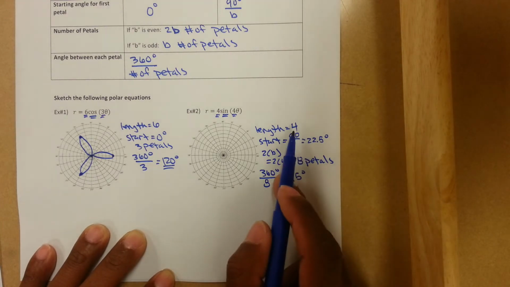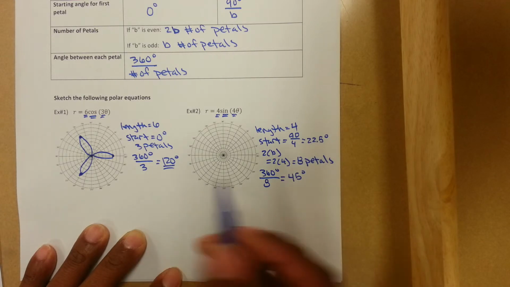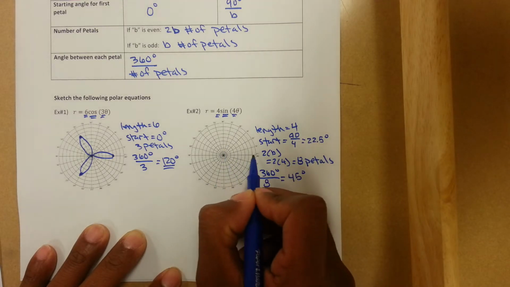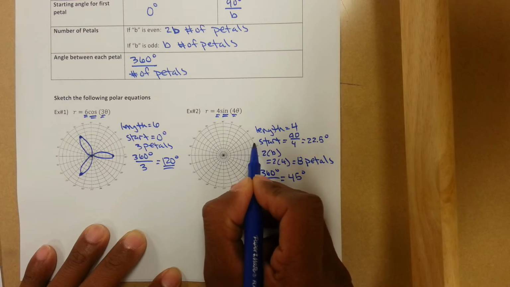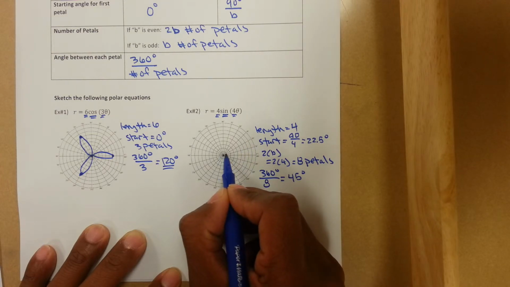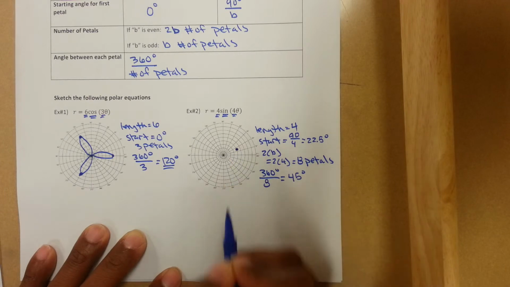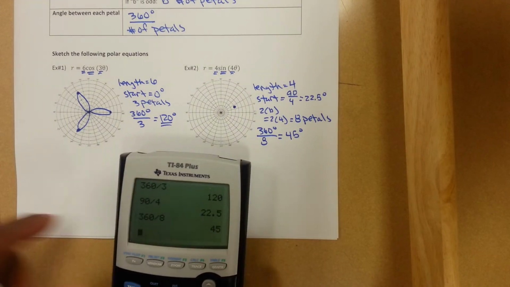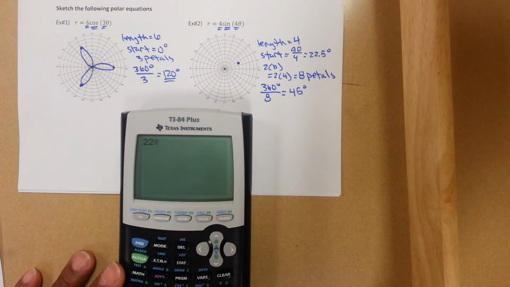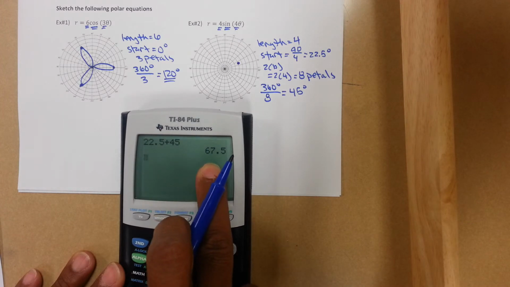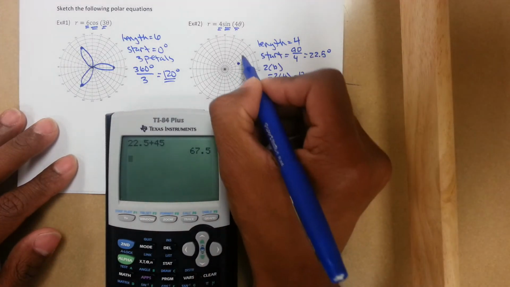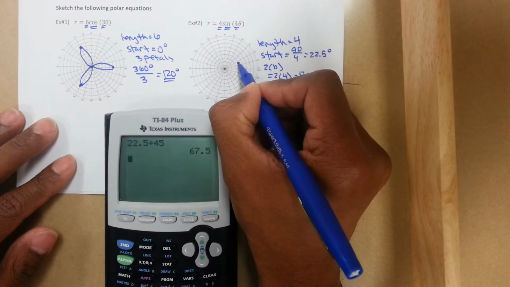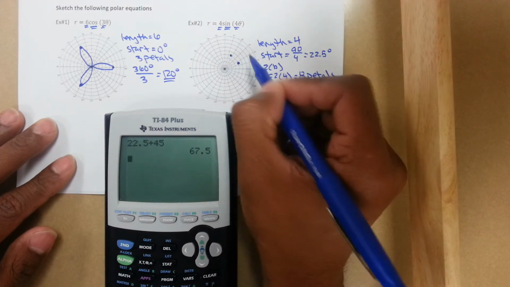So let's start plotting. Length of 4, we're going to start at 22.5. And this is just going to be a guesstimation. So 22.5 is somewhere between 15 and 30. So let's say somewhere here at a length of 4. So 1, 2, 3, 4. And from there, we're going to go 45 degrees to the next petal. I'm just going to use my calculator and start adding. So we're starting at 22.5 degrees. My next petal is going to be at 67.5, which is somewhere between 60 and 75, again with a length of 4.